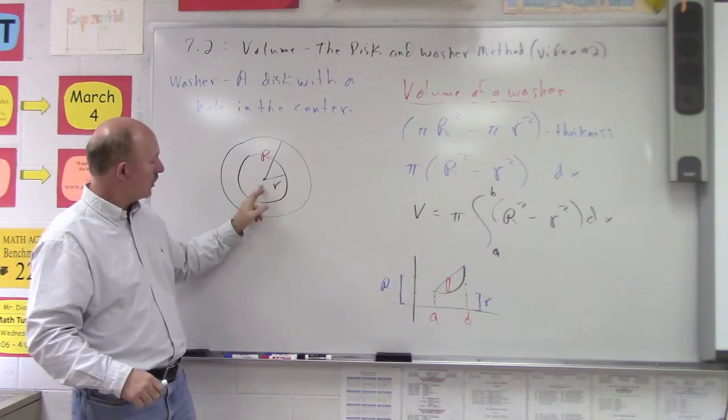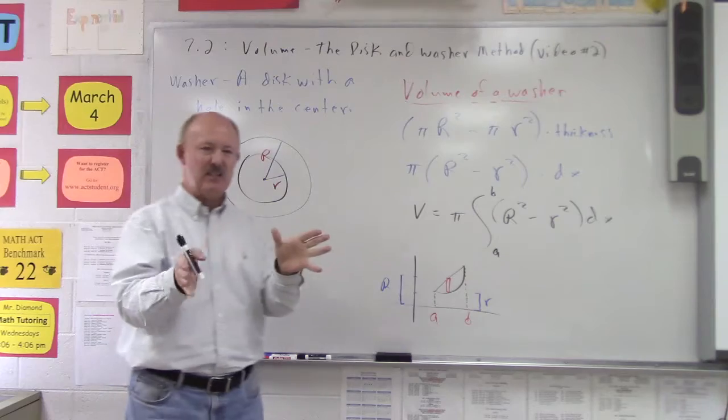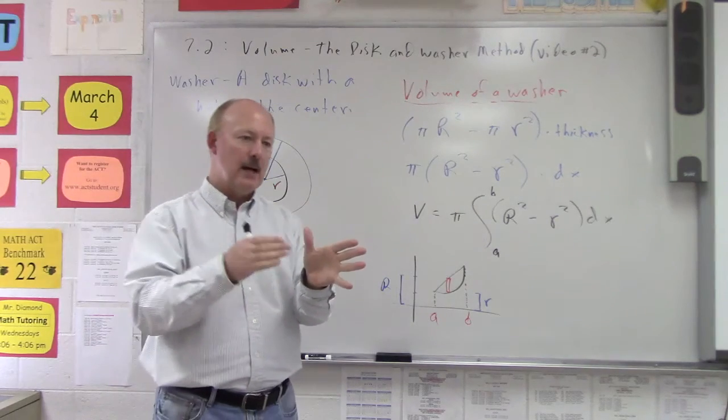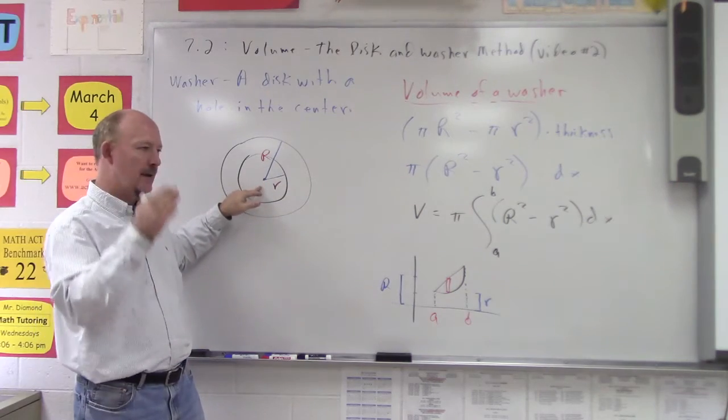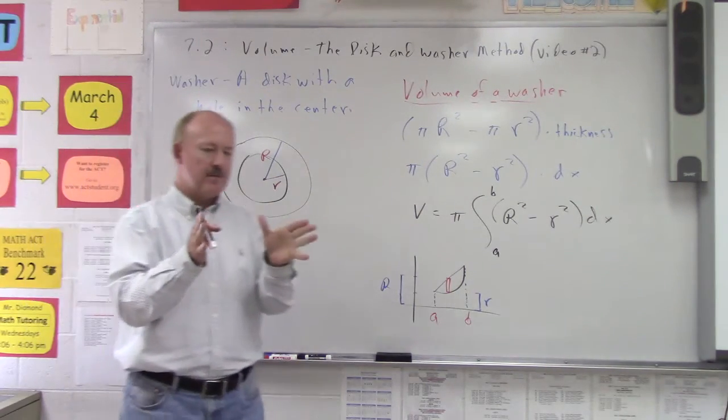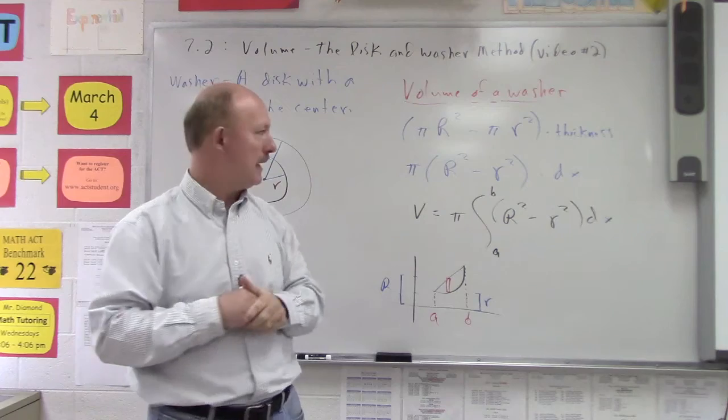And then you have little r. Little r is going to be the radius of the inside function. That is, it's going to be the distance from the axis of rotation, or the line of rotation, to the function closest to the axis of rotation.